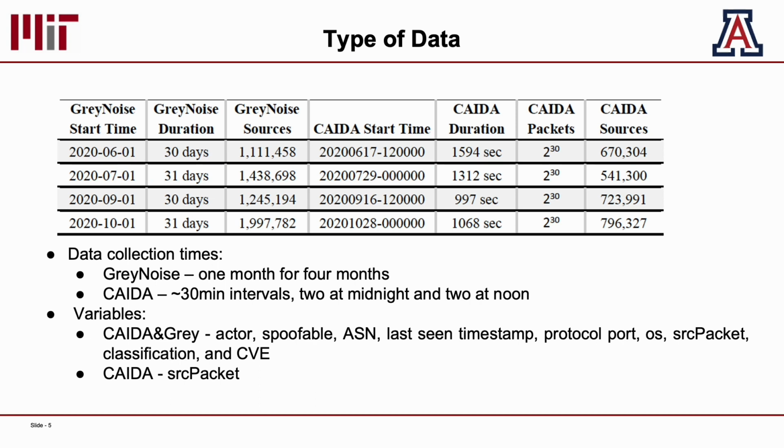Source packet is the logarithmically binned number of packets sent from the source IP as seen by CAIDA. Classification of source IP by GreyNoise, this could be malicious, benign, or unknown. And CVE, common vulnerabilities and exposures. As for CAIDA, there is a source packet, which is not seen by GreyNoise.